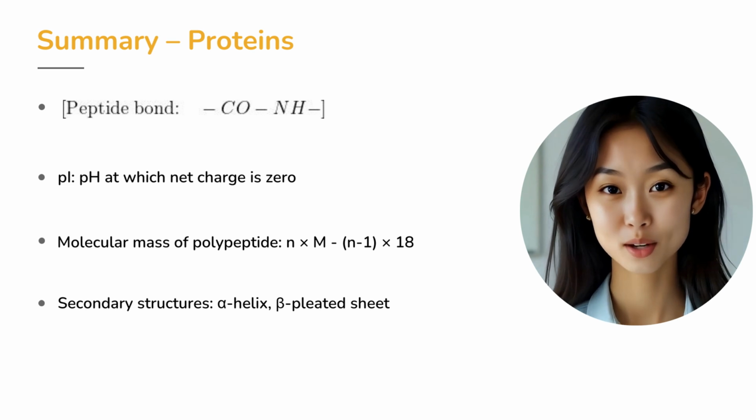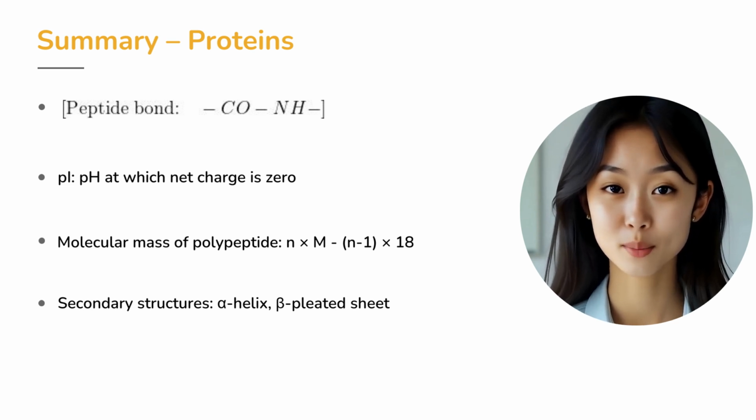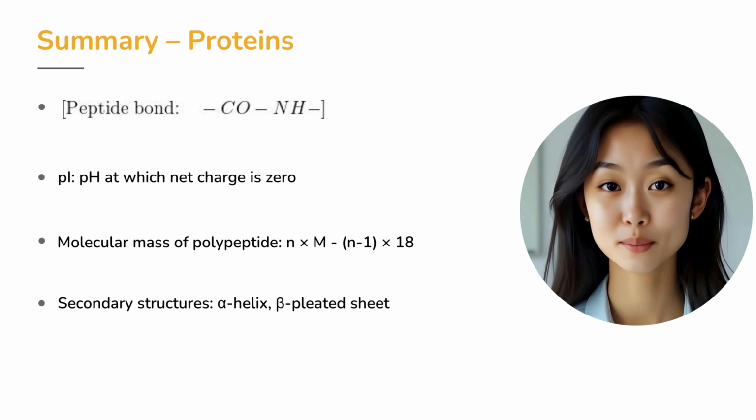To find a polypeptide's molecular mass, use this formula: the number of amino acid residues times their average molar mass minus the number of peptide bonds times 18 grams per mole, because that's the water lost during bond formation.